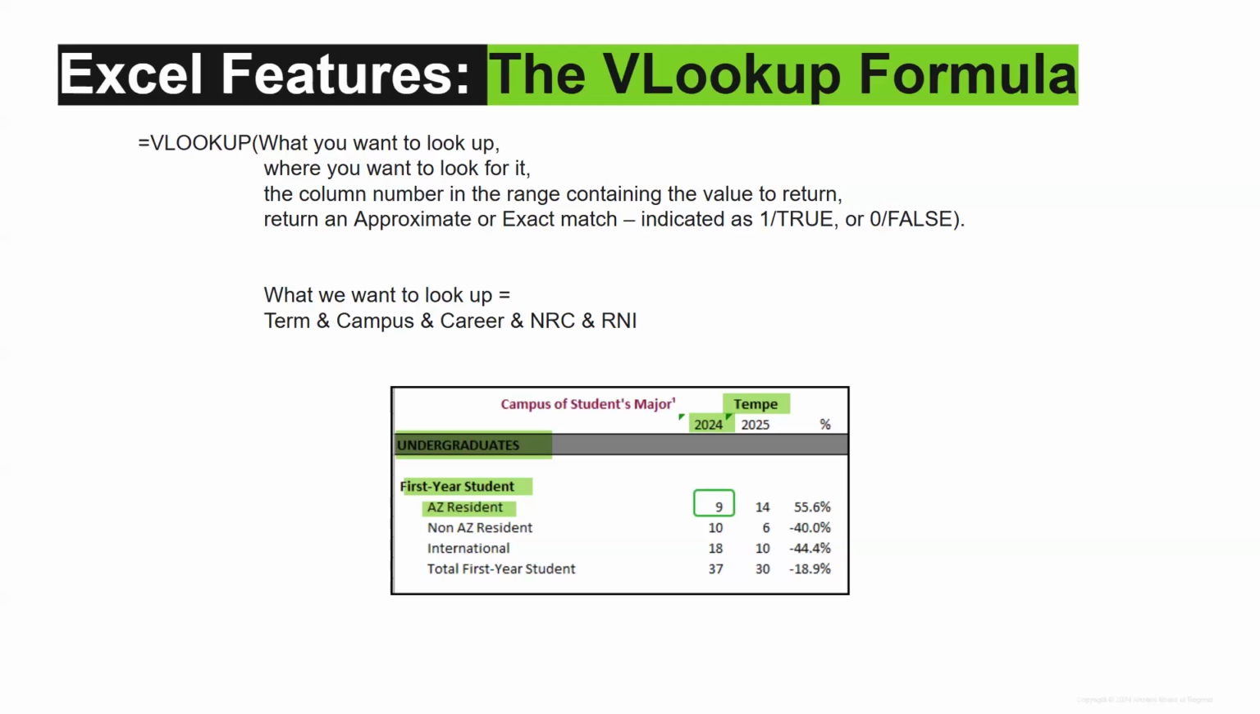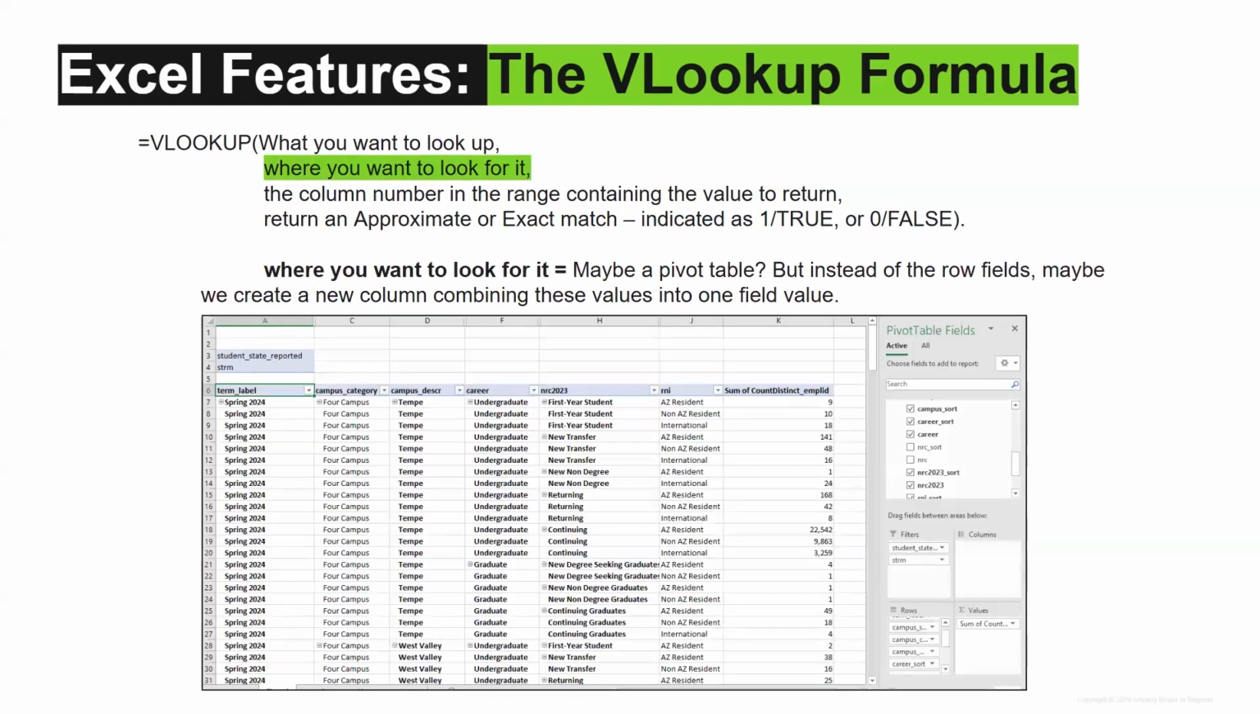So again, what we want to look up is going to be the term, the campus, the career, NRC, and RNI. So where you want to look for it. One place that we could look for it maybe is a pivot table, but instead of the rows, so you have an example of a pivot table with those rows, maybe we could create a new column combining these values or concatenating these values into one field. And that's what it would search through to find the match to then find the number. Did that make sense, guys? I'm looking at my RegTech team. Okay, good.